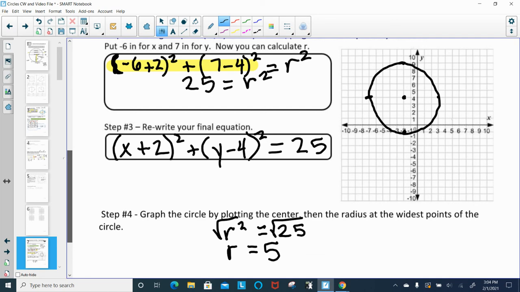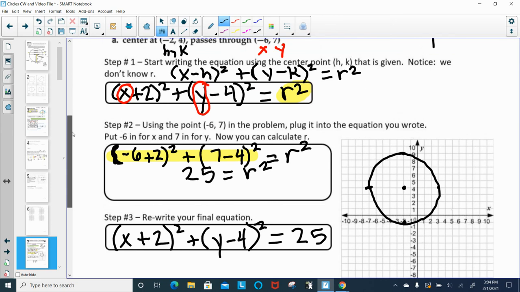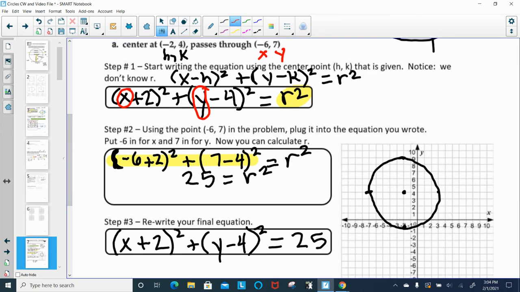So you can see that we have a center at -2, 4. And I wonder, remember that point that they gave us at the very beginning? Where is that point? -6, 7. Let's see where that point is. -6, 7. Check that out. See how I can check my answer? And I can see that that point is, in fact, right on the edge, right on the outer boundary of the circle.